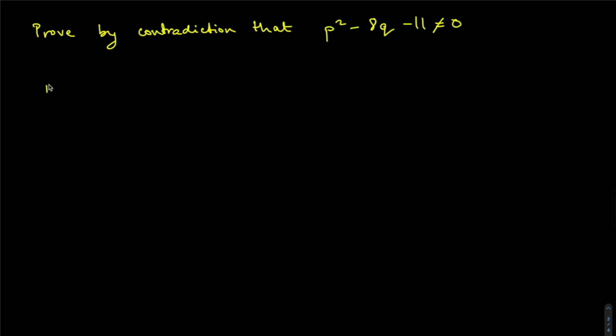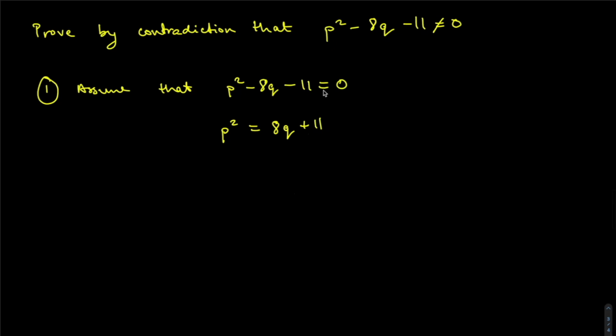So again, first step, right? Never leave the step. Always, always, always do the step. Assume that p squared minus 8q minus 11 is equal to 0. All right, and this is the contradiction. If I didn't mention this before, this is the contradiction, right? So what can we do? How can we move forward? So what we can do is we can say p squared is equal to 8q plus 11, right? We just move this here. We have some sort of a relationship, right?